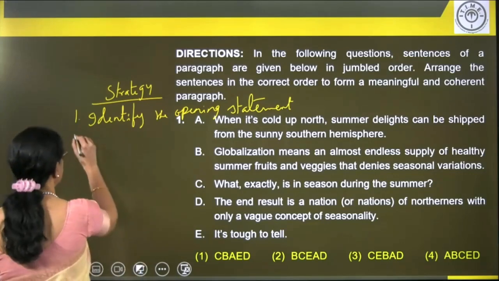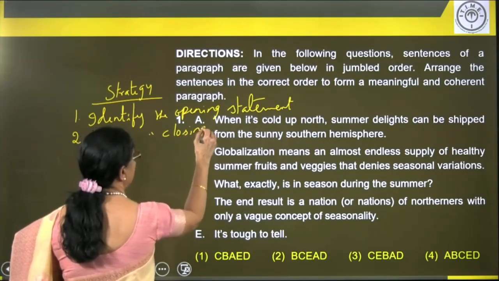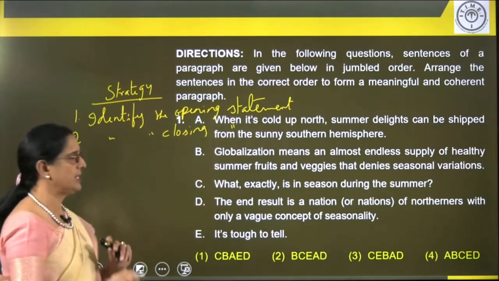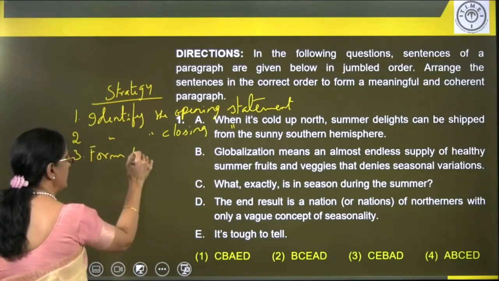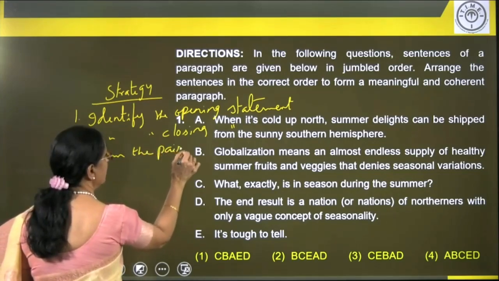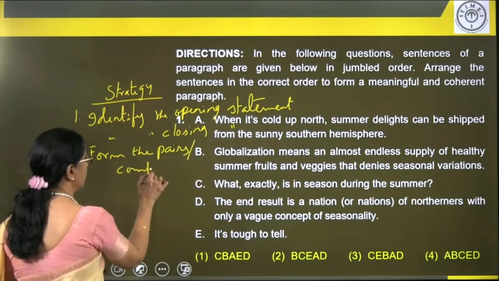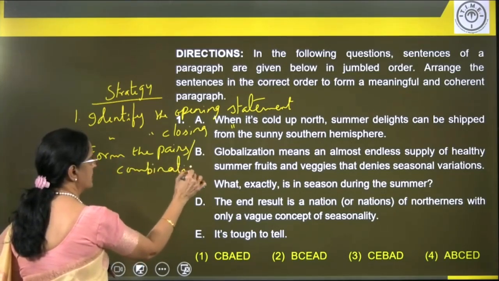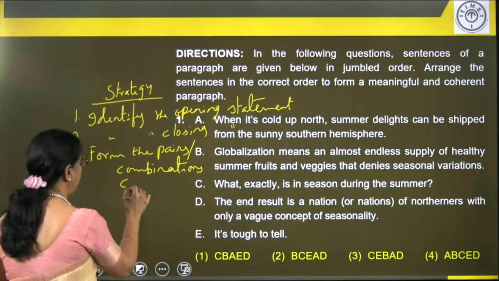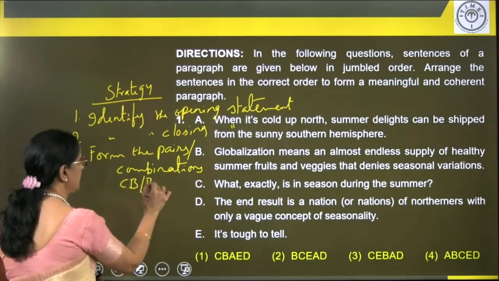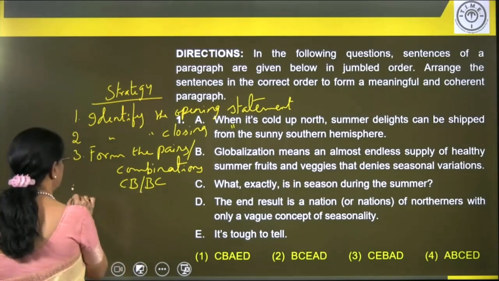So, opening statement. Second, identify the closing statement, or concluding statement. Third, form the pairs or combinations using the pronouns and conjunctions. Form the pairs or combinations with the help of pronouns and conjunctions wherever there is a possibility, or idea connection also. So, how do you have these combinations? CB or BC. That's how you can form the combinations. Then, 4.